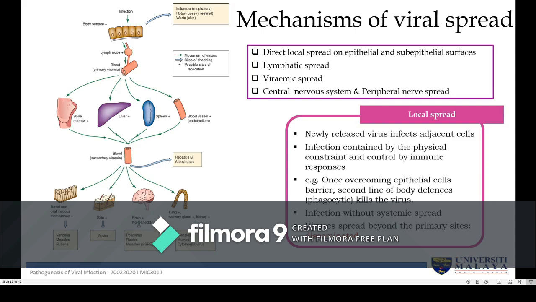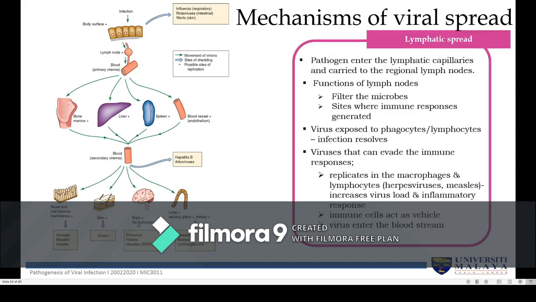And some infections are not only physically constrained but also controlled by the immune response. For example, once the virus overcomes the epithelial barrier, the second line of body defense kills it. So it's only local, an infection without systemic spread. Usually when a virus spreads beyond the primary site, we call the process dissemination.